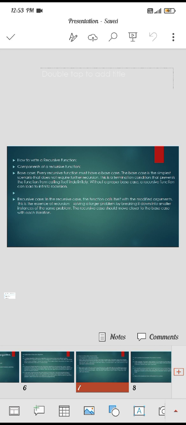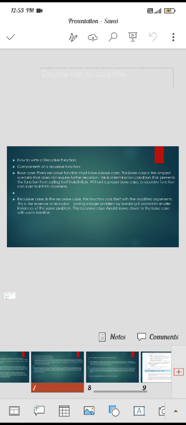Recursive case. In the recursive case, the function calls itself with modified arguments. This is the essence of recursion: solving a larger problem by breaking it down into smaller instances of the same problem. The recursive case should move closer to the base case with each iteration.